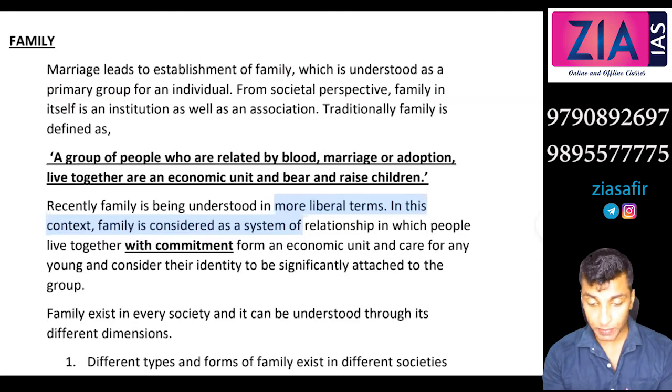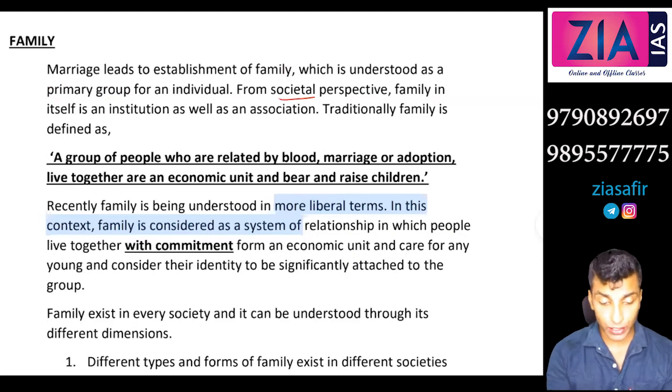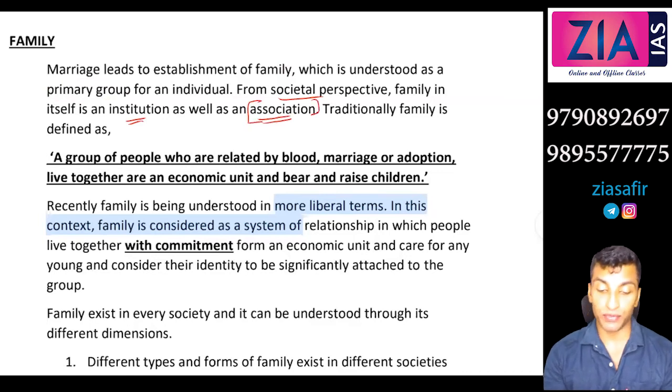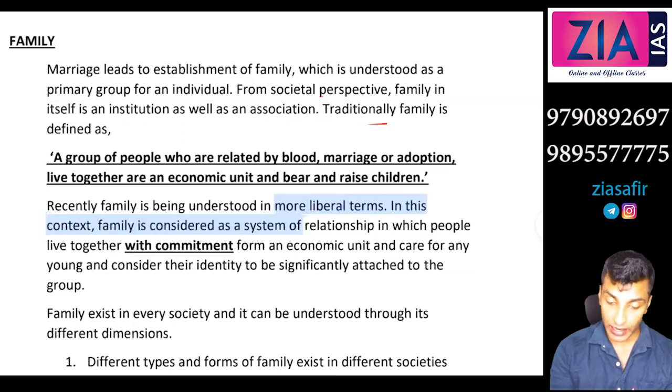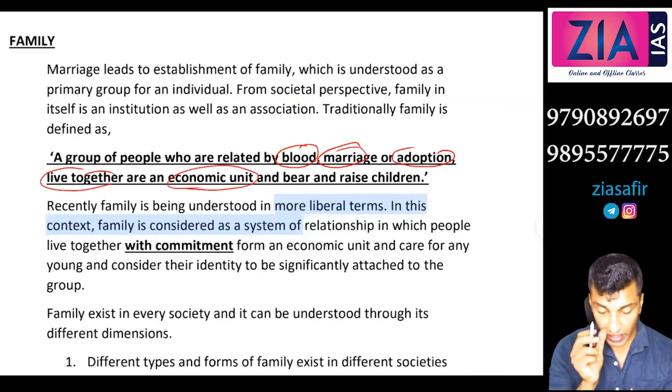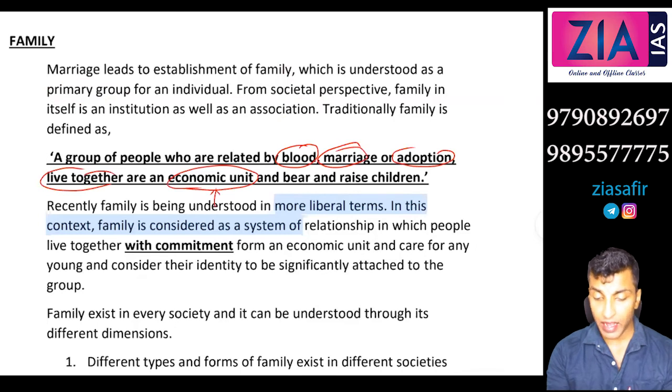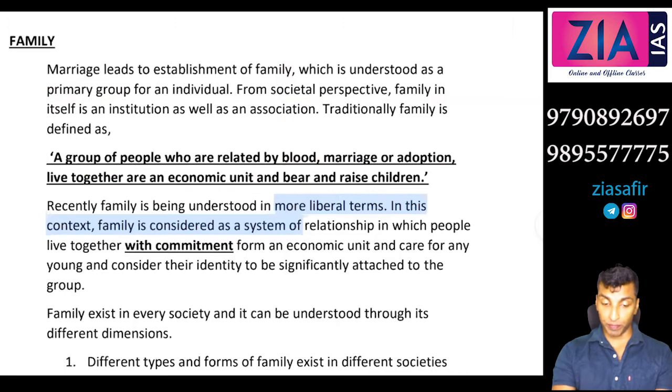From the societal perspective, family in itself is an institution. It's a social institution as well as an association. Our family is our association, right? The first association that we are a member of is actually our family. Traditionally, family is defined as a group of people who are related by blood, marriage or adoption, live together, are an economic unit, meaning everybody will take care of everyone, and bear and raise children. So this is a traditional definition of family.